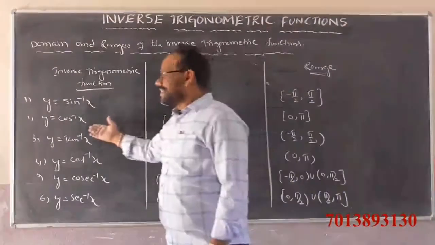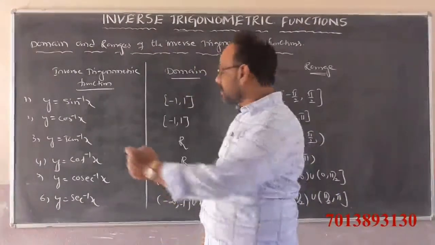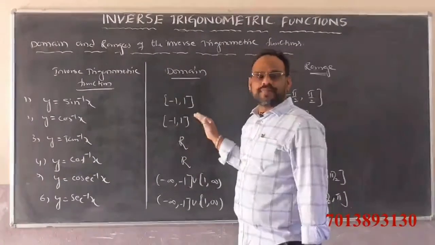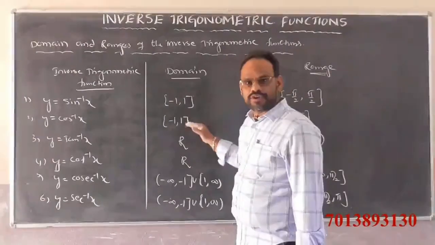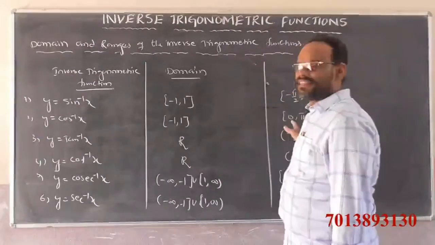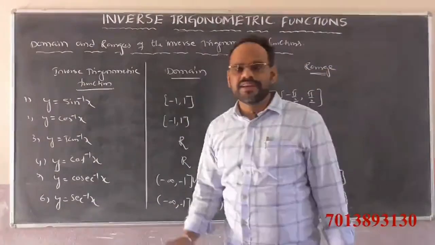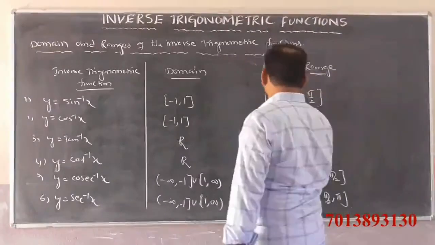Take the second function, y is equal to cos inverse x. Clearly the domain is the closed interval minus 1 to plus 1, and the range is clearly the closed interval 0 to pi.